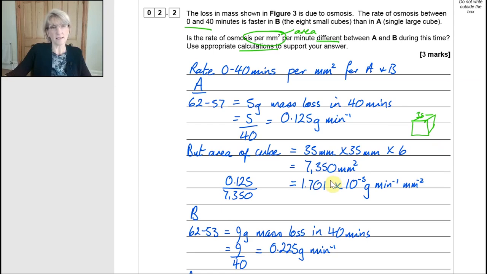Which ends up being this rather frighteningly big number, which means that the rate is absolutely tiny, which is this. Notice that these minus indices just mean that these tiny amounts of grams have been divided by the number of minutes. It's per 1 minute and it's per 1 millimetre squared.